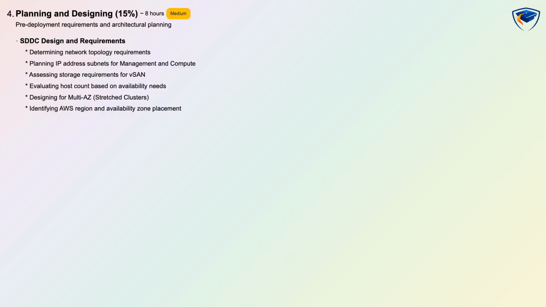The fourth domain, planning and designing, focuses on pre-deployment requirements and architectural planning. You'll need to know how to determine network topology requirements, plan IP address subnets for management and compute, assess storage requirements for vSAN, evaluate host count based on availability needs, and design for multi-AZ stretched clusters. You'll also need to identify AWS region and availability zone placement, and plan for resource optimization and elasticity.